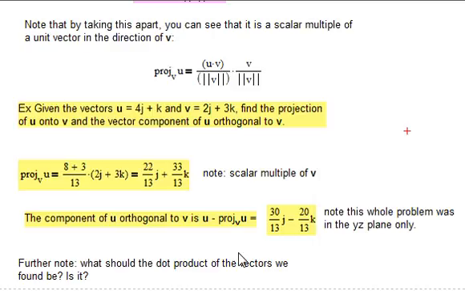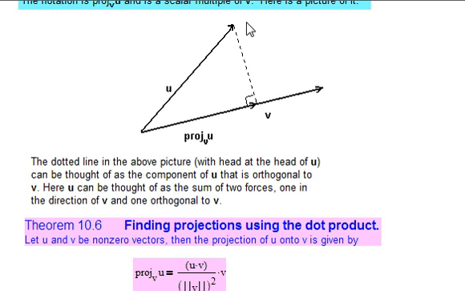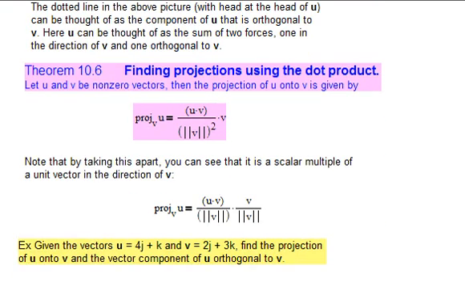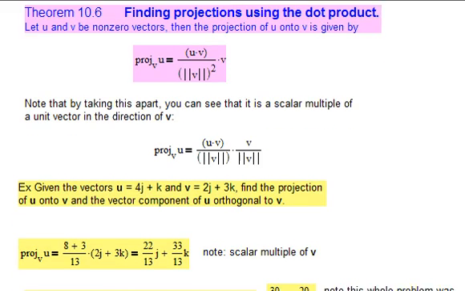So, what would the dot product, do you think, of this vector and this vector be? Just think about it for 1 second. What should that dot product be? In other words, what should the dot product of these 2 vectors be, the projection of u onto v and the component orthogonal to v? Well, the answer should be, they're orthogonal, so they ought to be 0.